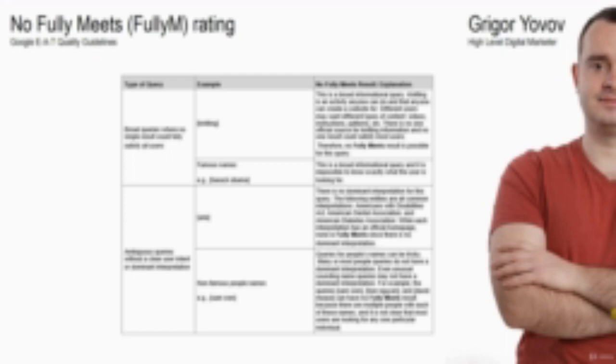And the first one is ADA, which could basically mean everything. And the explanation is that there is no dominant interpretation for this query. The following entities are all common interpretations: American with Disabilities Act, American Dental Association, and American Diabetes Association. While each interpretation has an official homepage, none is fully meets since there is no dominant interpretation.